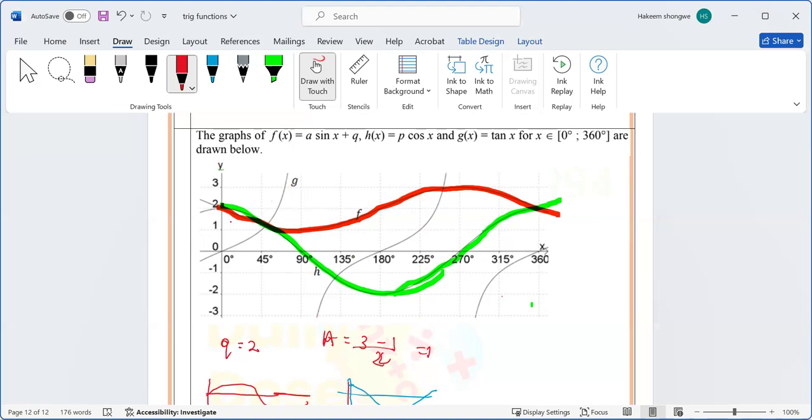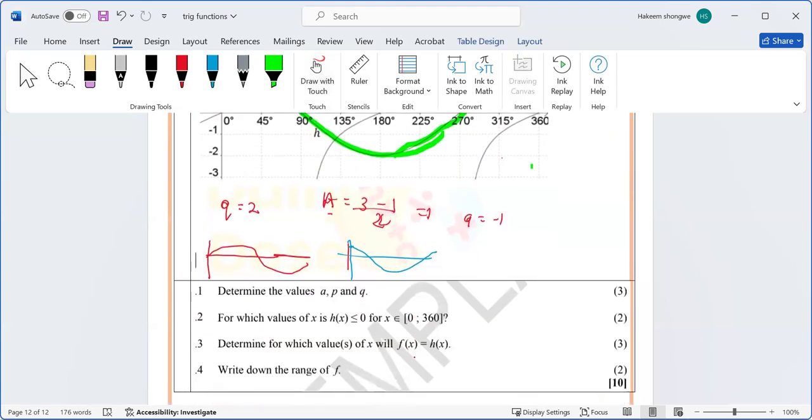Now let's look at the sine graph. It's supposed to start and go up. Where did this one go? It went down, meaning A is going to be equal to -1. Don't confuse capital letter A, which is the amplitude, with A, which is the value just before our trig ratio. We are good then. We get 1 mark for Q and 1 mark for A.